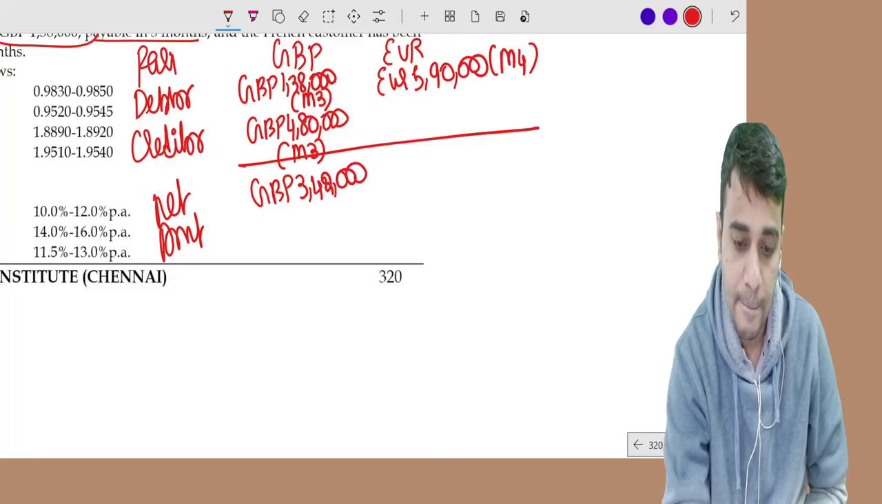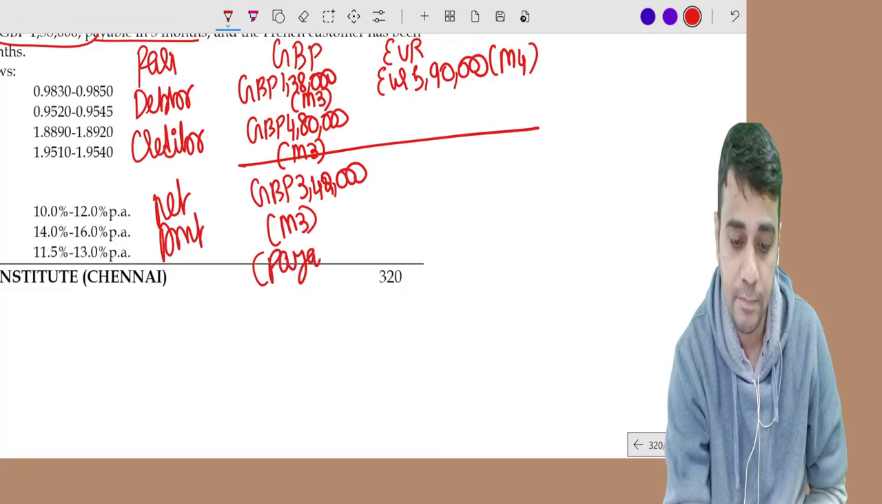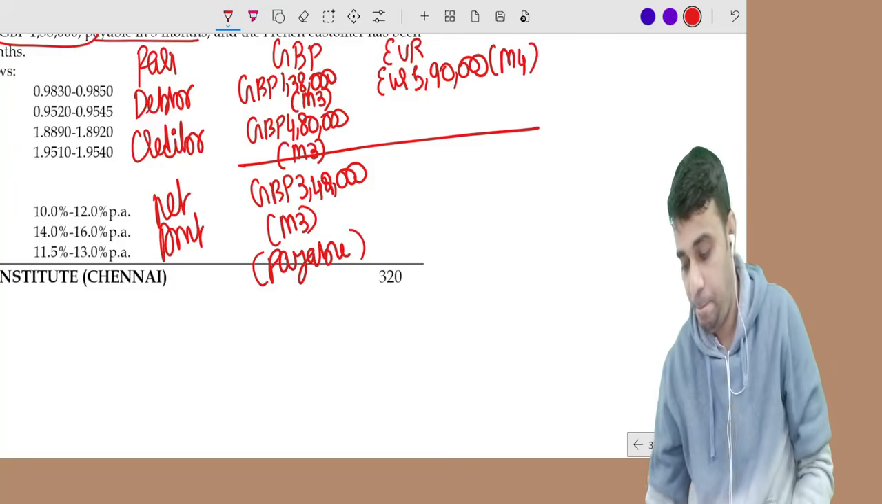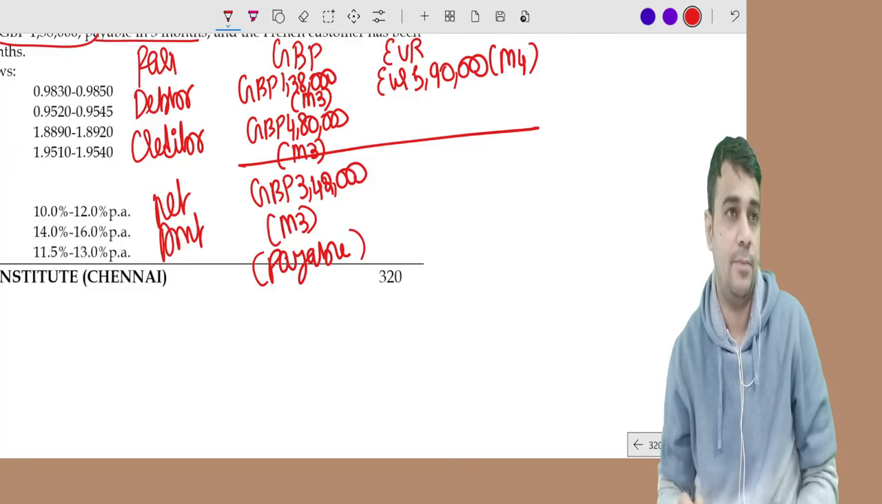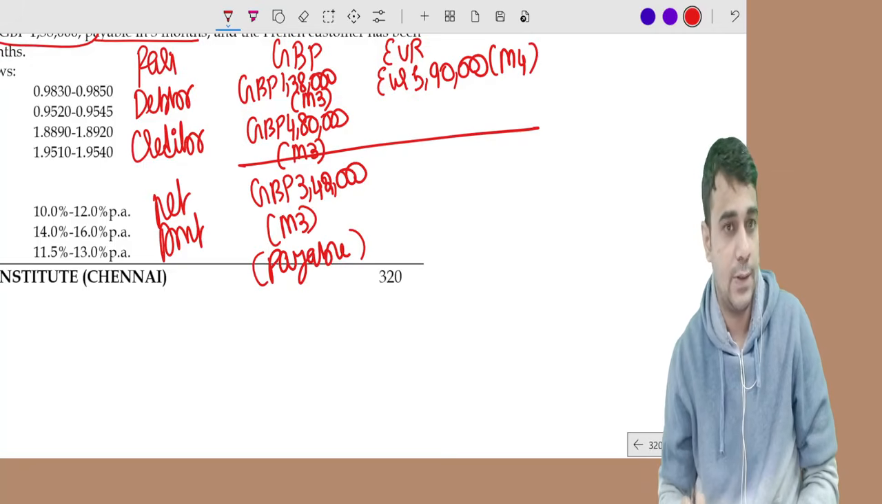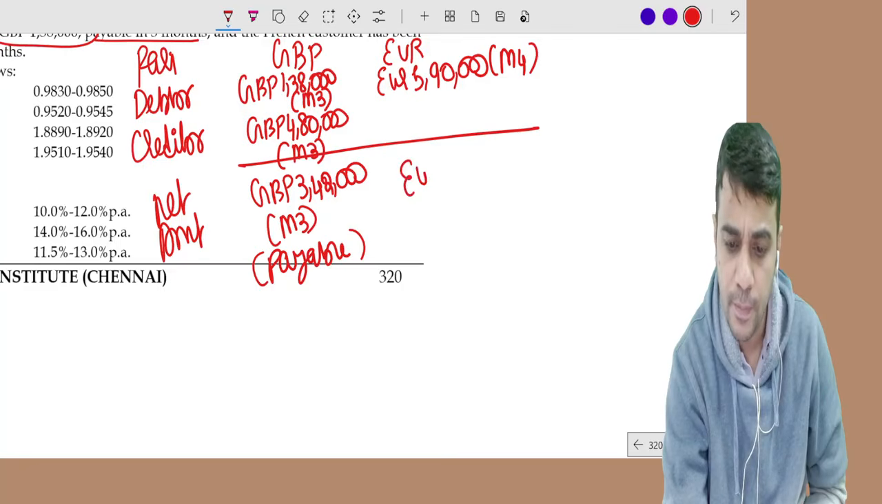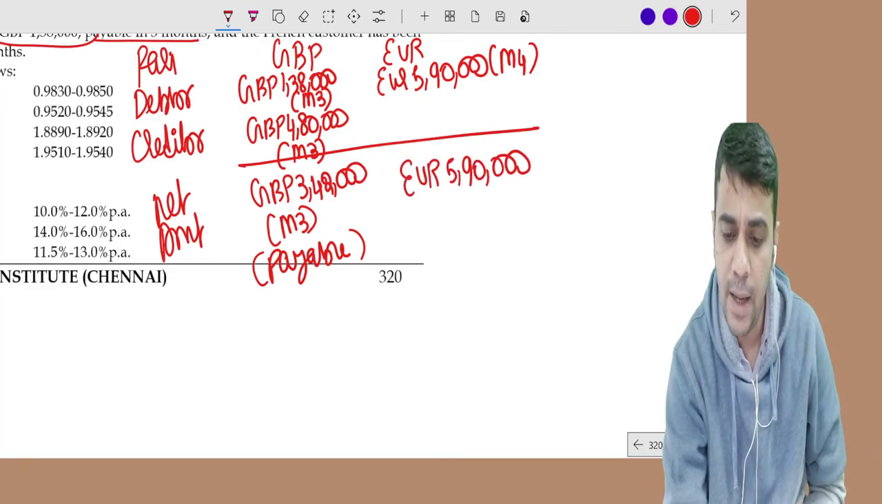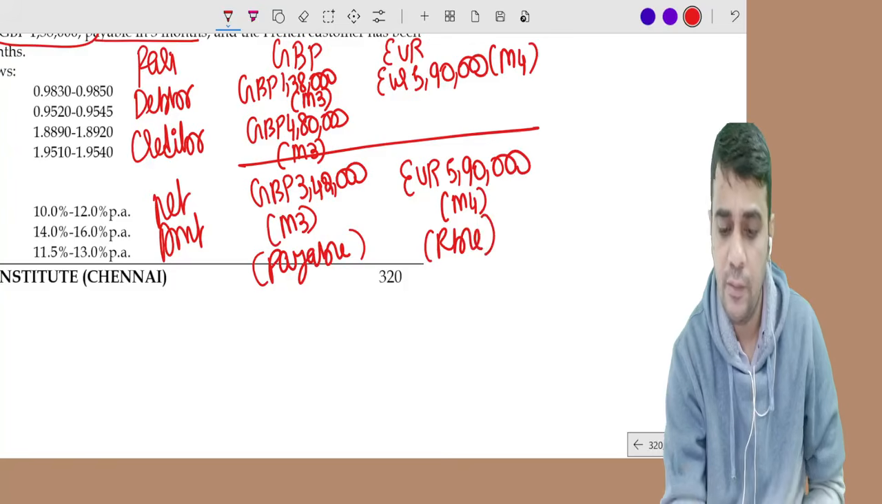3,42,000. Month 3 payable. It's a month 3 payable. Clear? Any doubts on this? Other side, euro 5,90,000. Month 4 receivable. We'll now do a balance sheet.